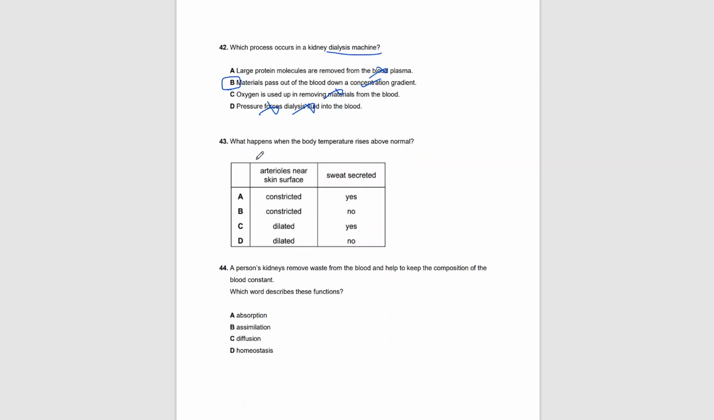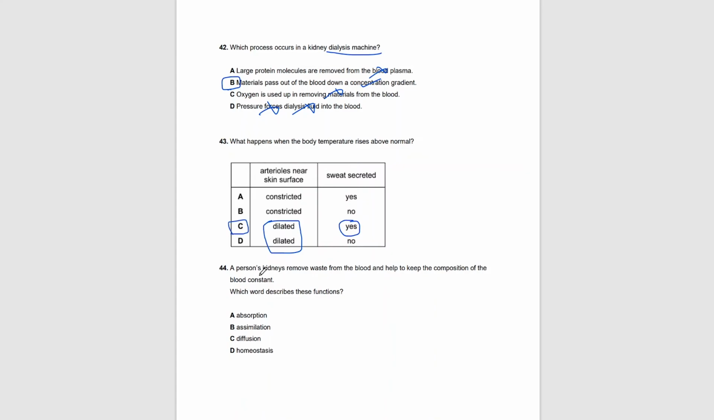Question 43. What happens when the body temperature rises above normal? Arterioles near the skin surface should dilate so that more heat is radiated. Sweat glands should produce more sweat, so sweat is also secreted.